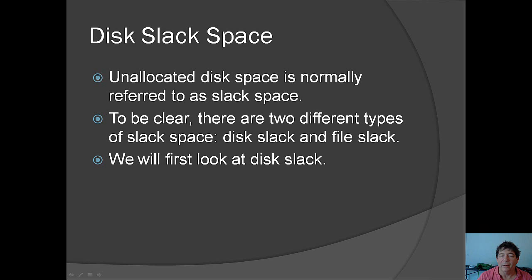So we're going to talk about disk slack space now. In general, this is unallocated disk space, normally referred to as slack space. But we need a little bit of clarification because there are really two different types of slack space: disk slack and file slack. We're going to first take a look at disk slack, and then eventually we'll get to file slack.